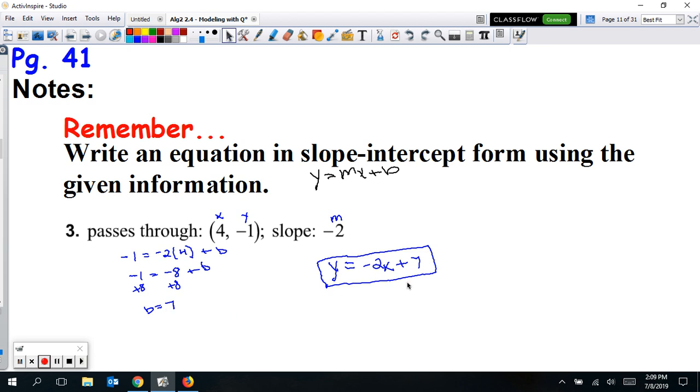So now we can write our equation, y equals -2x plus 7, that's the slope-intercept form of an equation that goes through this point and has this slope. Okay, so essentially we're doing the same idea with the quadratics. They're going to tell us what form it wants it in.